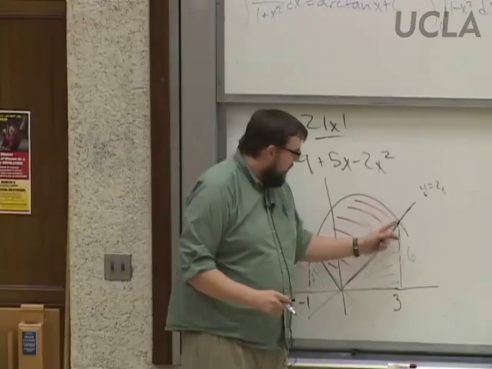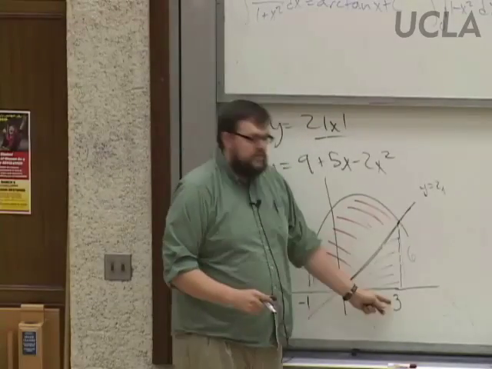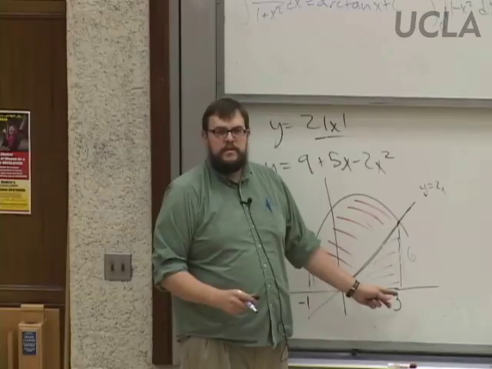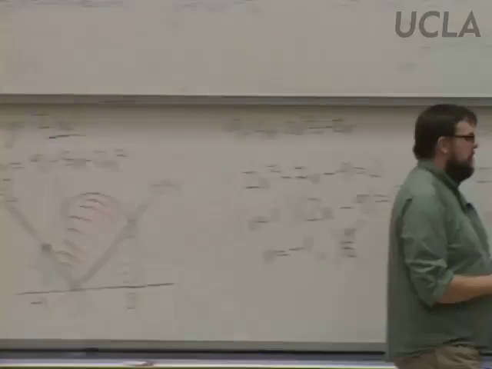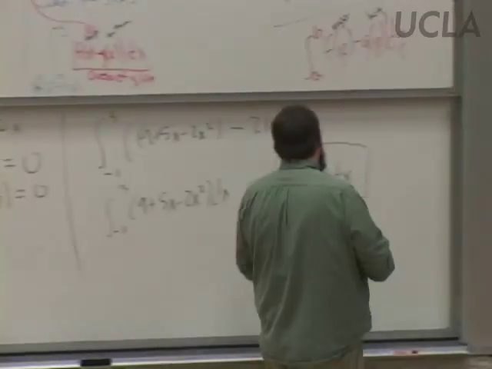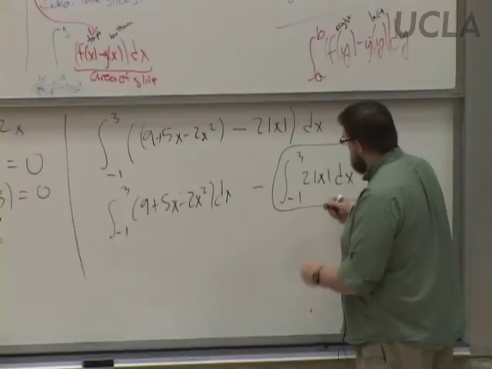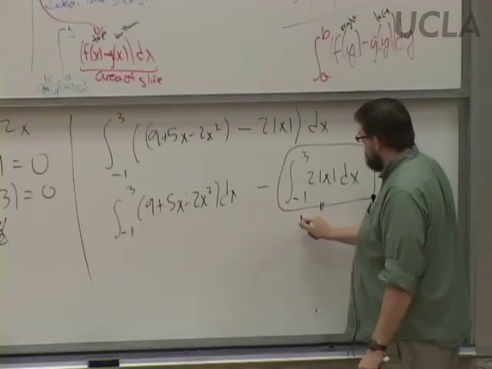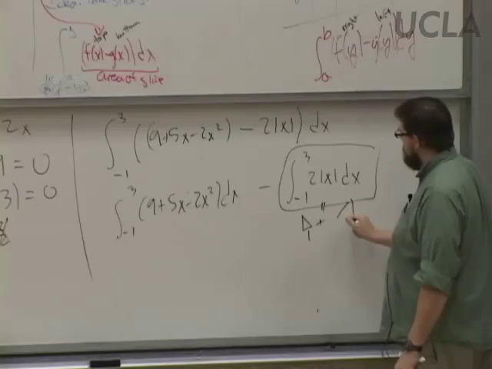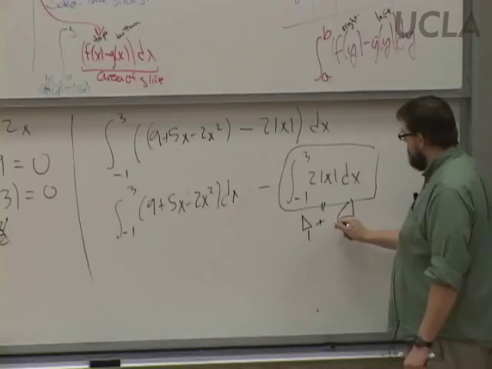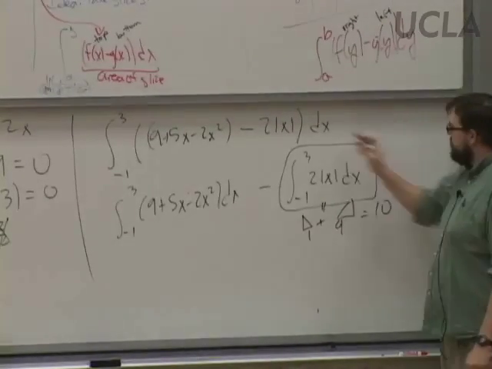What's the area of a triangle that has base 3, height 6? Well, a half times base times the height, so that has area 9. So when you work out this integral, it's the little triangle, which has area 1, plus the big triangle, which has area 9. So this is 10.